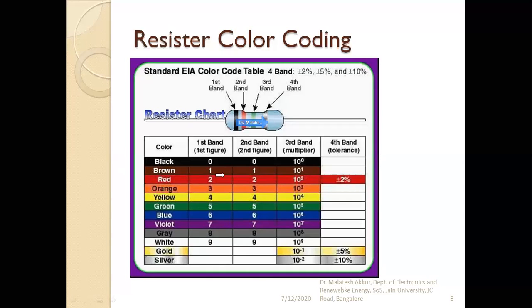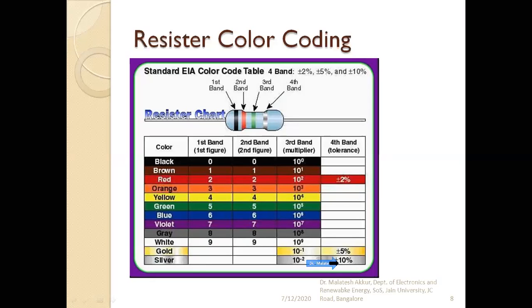So accuracy is very important. Of course, if it is gold, there is 5% variation, either above or below. If it is silver, 10% varies. If the last band is not there, sometimes only 3 bands will be there. In those cases, the tolerance is 20%, that is plus or minus 20%.